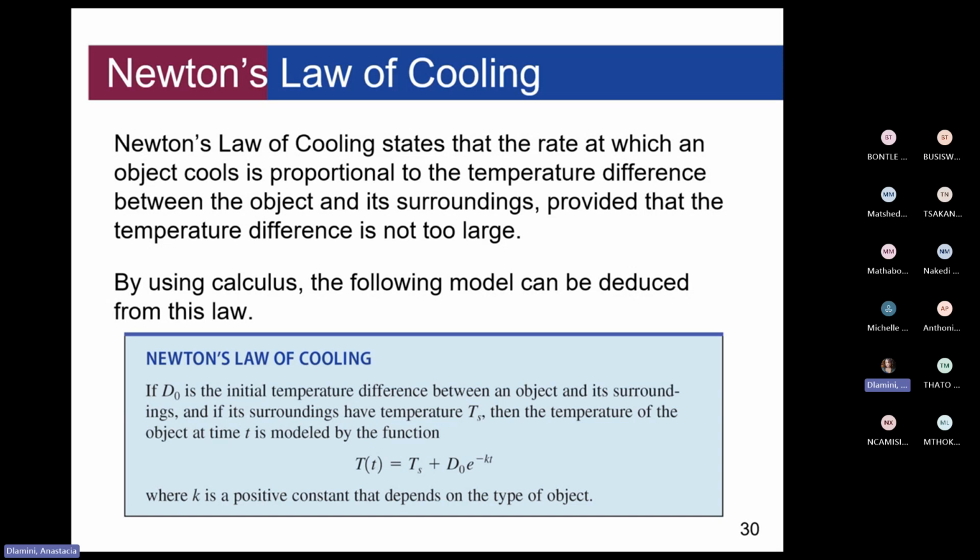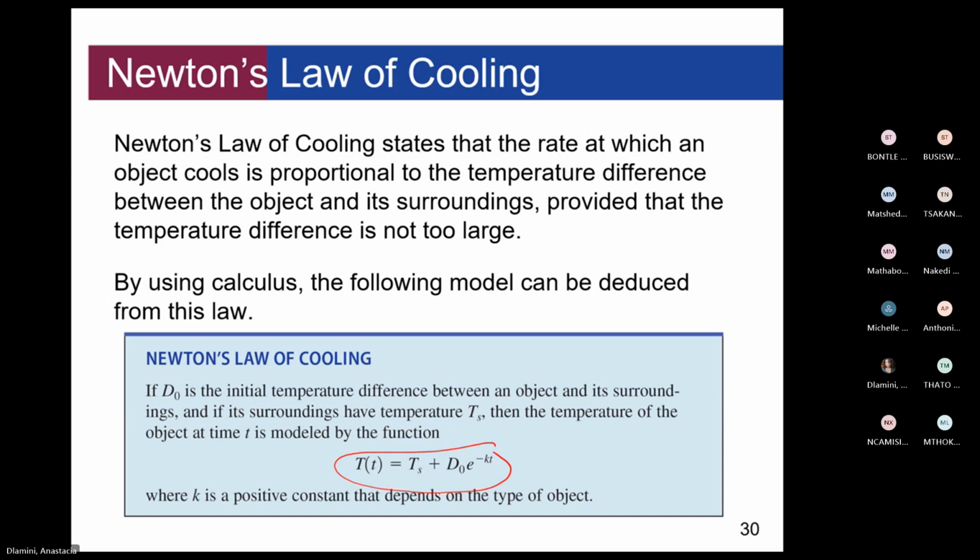And if its surrounding has a temperature Ts, in this case Ts will be the temperature of the fridge, if we're looking at coffee and fridge. Then the temperature of the object at time t is modeled by this function. Meaning the temperature of your coffee, let's say after 2 minutes in the fridge, will be given by that model. Are we all together?